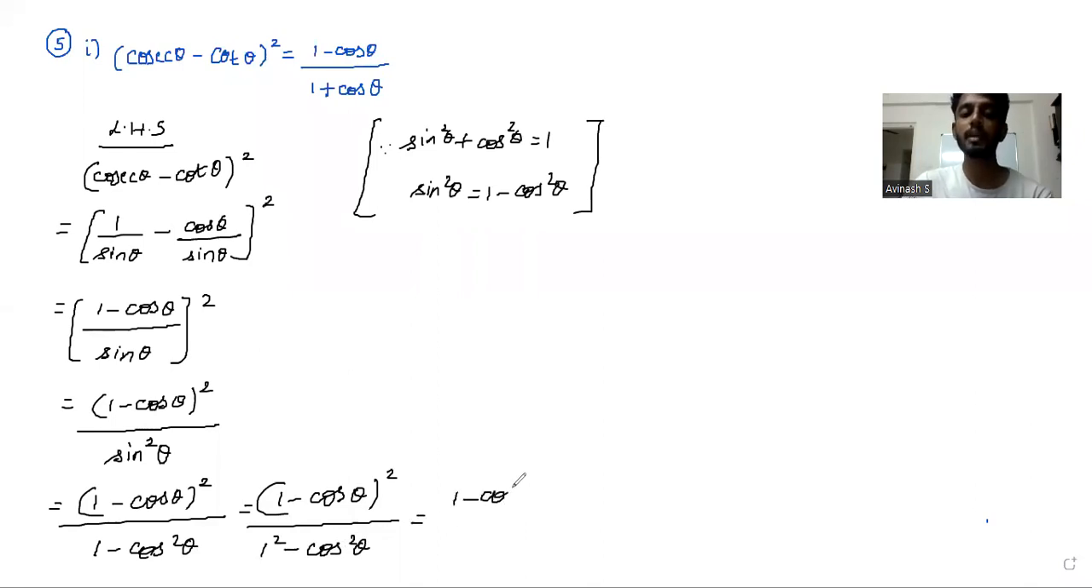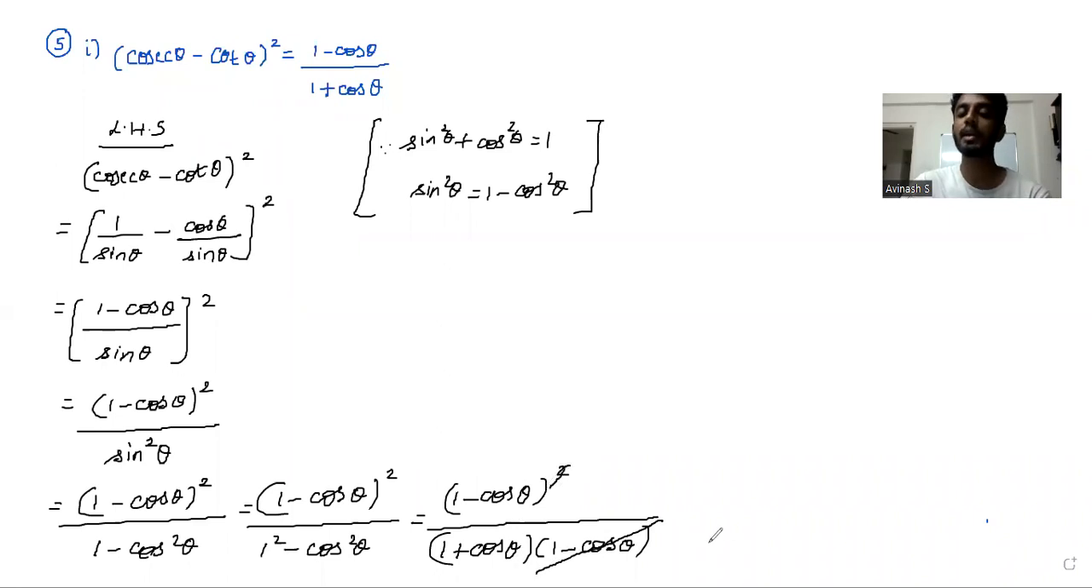So in the next step, we get (1 minus cos theta) the whole square divided by, this looks like a square minus b square. That is 1 square minus cos square theta looks like a square minus b square, which will be (a plus b), that is (1 plus cos theta), into (a minus b), that is (1 minus cos theta). Now 1 minus cos theta and one of the 1 minus cos theta in the numerator will get cancelled, leaving you with (1 minus cos theta) divided by (1 plus cos theta), which is our required right hand side. So this brings an end to this answer.